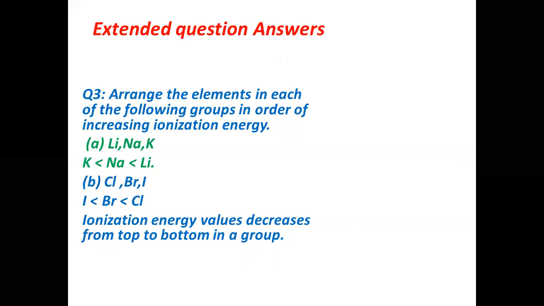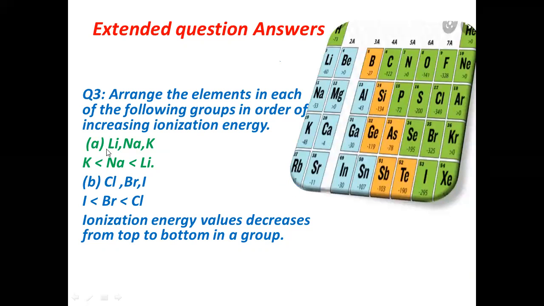In this lecture, we will do the extended question answers. The first question is, arrange the elements in each of the following groups in order of increasing ionization energy. We have to arrange the elements in the given group on the basis of increasing ionization energy. So the first element is lithium, sodium, and then potassium. Lithium, sodium, and potassium belong to the same group.